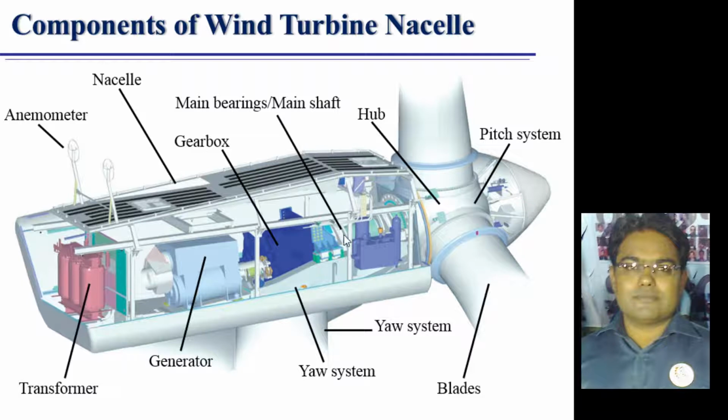And this point is known as the main bearing on the main shaft, and this is the nacelle outer covering. These are the anemometer, particularly attached, and here the transformer, and this is the generator, which will convert your rotational energy into electrical energy. So these are the various subcomponents of a wind turbine.